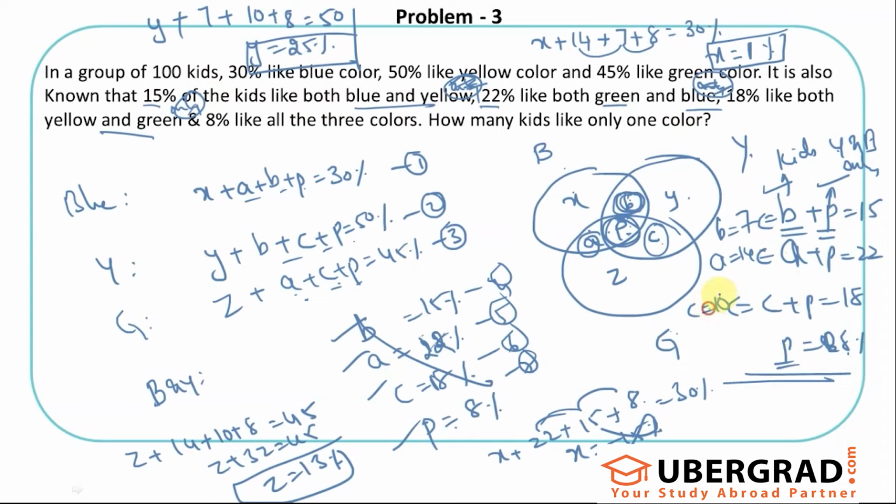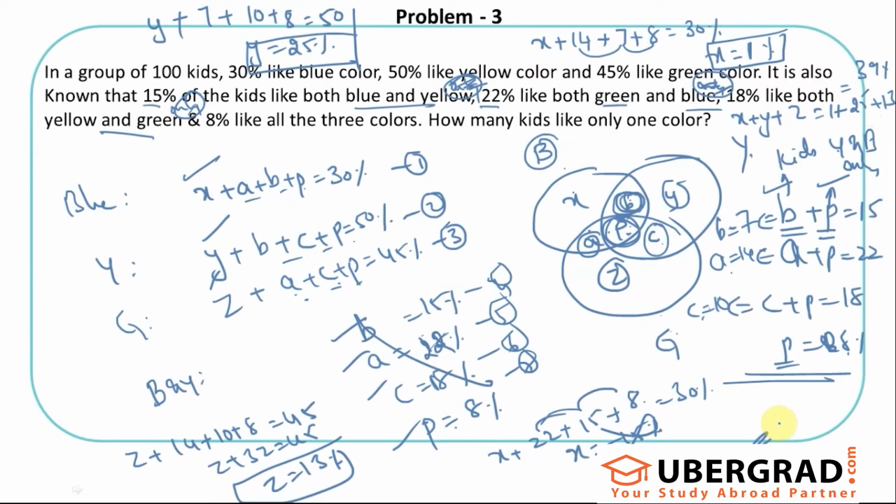I can individually find only 2, only 2 and only 2 and then substitute it back here to get only one color. So how many kids like only one color? X plus Y plus Z is the answer for this. Right? X is the number of kids who love only blue, Y is the number of kids who like only yellow, and Z is the number of kids who like only green. So I just need to do 1% plus 25 plus 13. Right? This will turn out to be 39%. So that's the answer for this. Right? That's how you'll solve these questions.